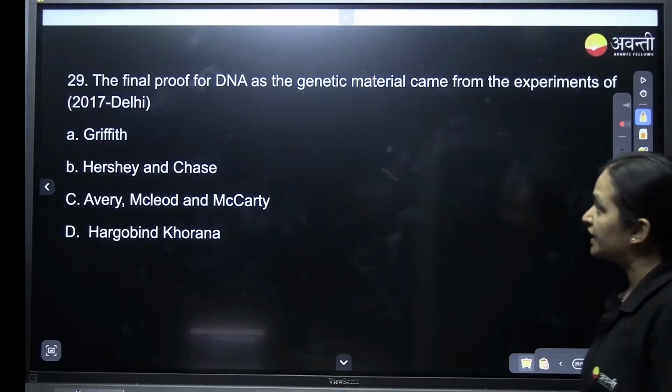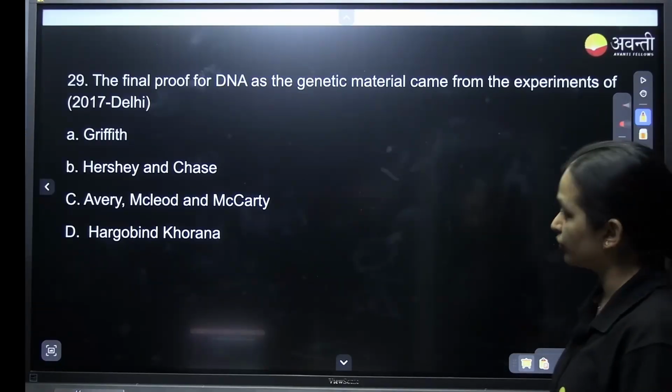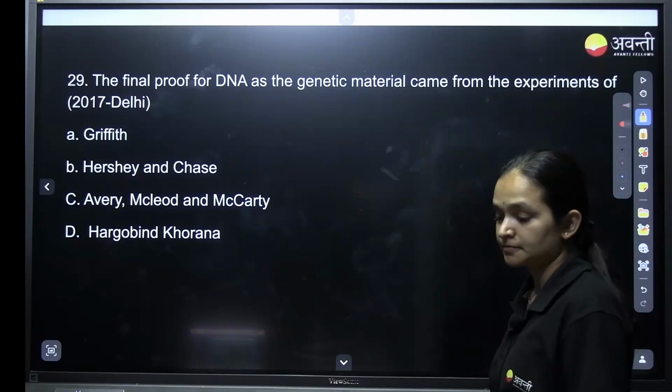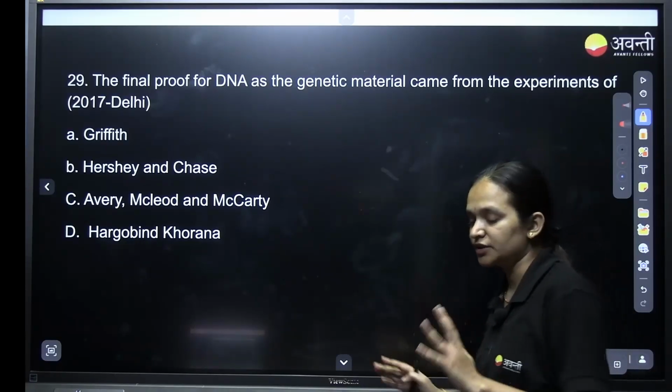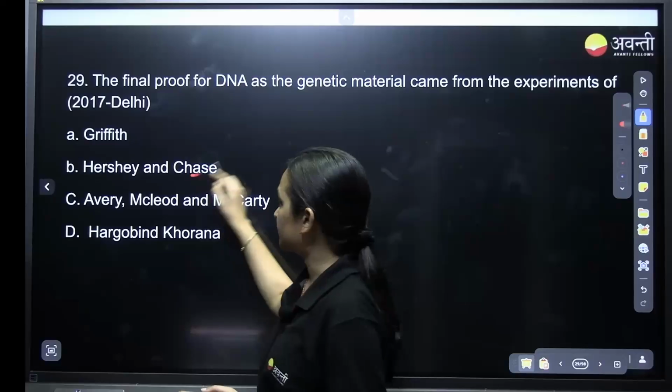The final proof for DNA as genetic material came from the experiments of Hershey-Chase. Many times this question has been repeated.